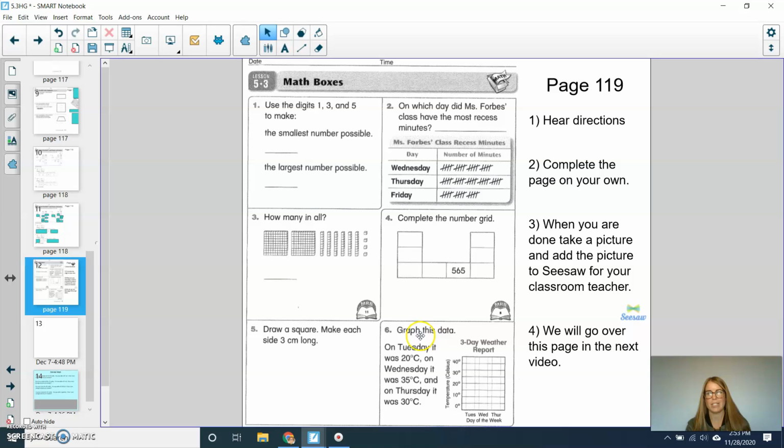And then for question 6, graph this data. On Tuesday, it was 20 degrees Celsius. On Wednesday, it was 35 degrees Celsius. And on Thursday, it was 30 degrees Celsius.